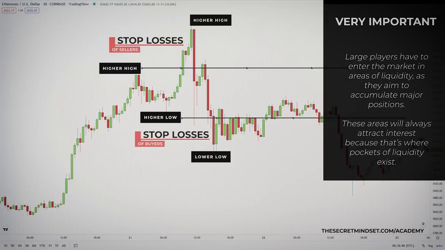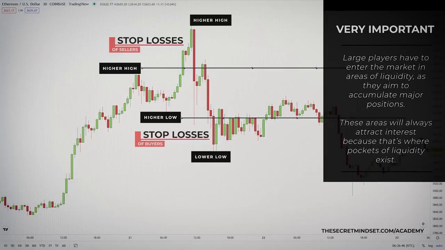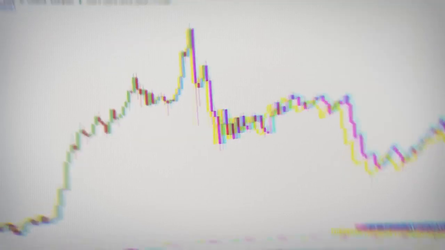From the necessity that large players have to enter the market in areas of liquidity as they aim to accumulate major positions. These areas will attract interest because that's where pockets of liquidity exist.